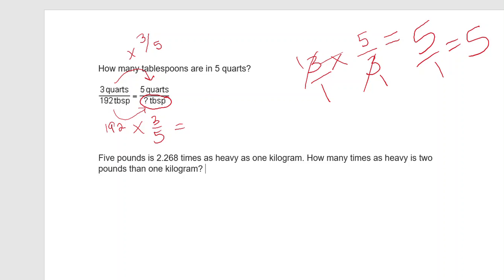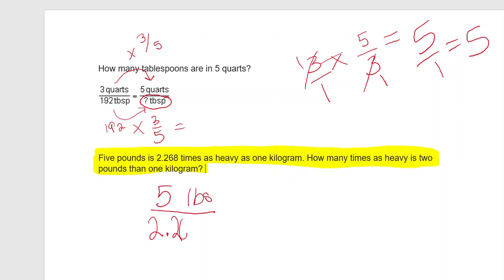And you solved that correctly on your quiz, so I wanted to just review that because I would set up a similar problem for the question that you asked about, which is 5 pounds is 2.268 times as heavy as 1 kilogram. So that would be 5 pounds is 2.268 times as heavy as 1 kilogram.